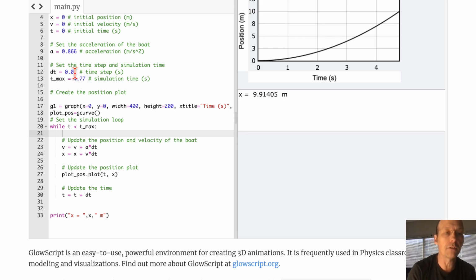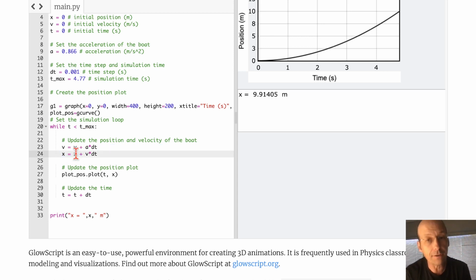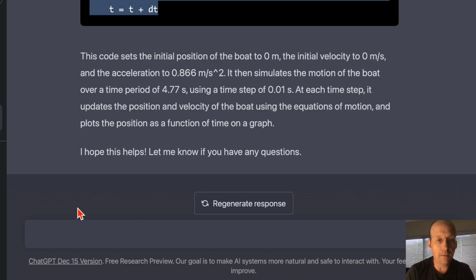If I make dt smaller, it should work because this statement right here, this x, it's not exact. It's an approximation. But if I make that smaller, pretty much okay. So that's pretty good. Let's see. I had to fix your code.